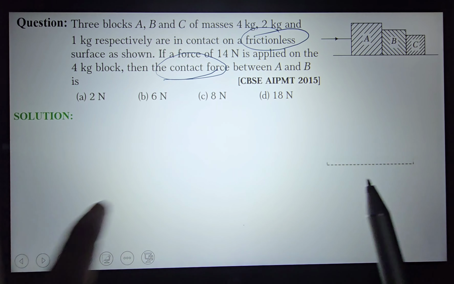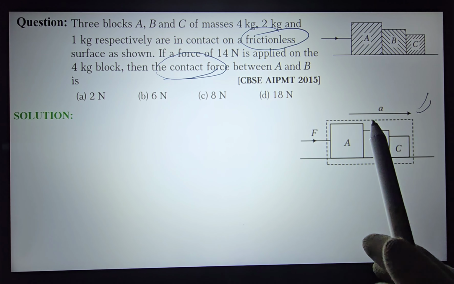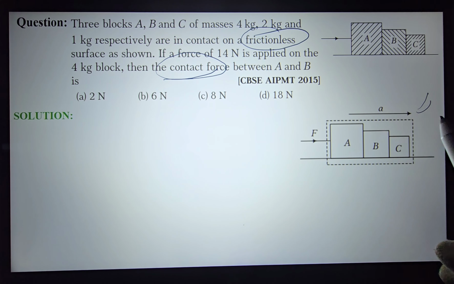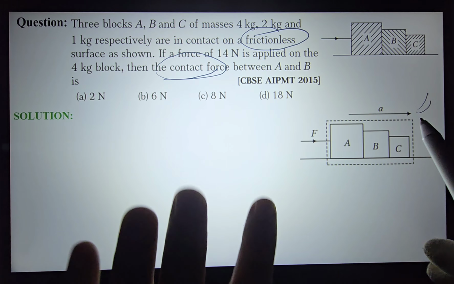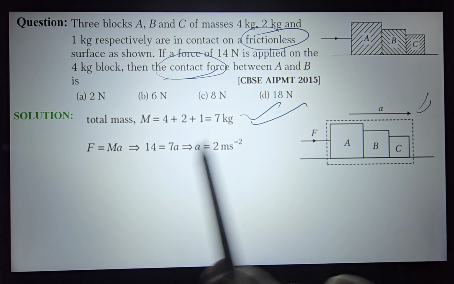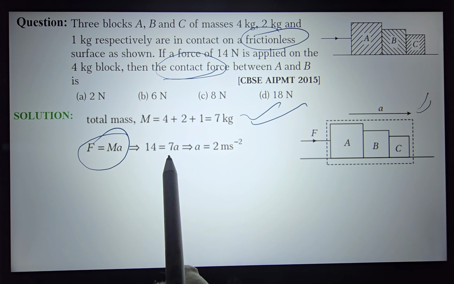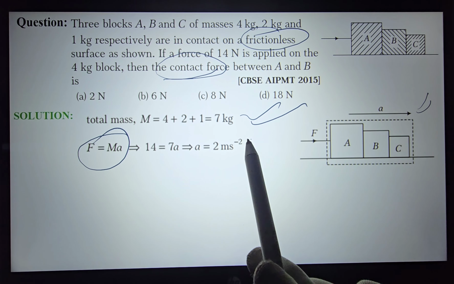You just draw the free body diagram. Force is applied in this direction and the same direction is for acceleration also. Once you draw this, calculate the total mass. The total mass would be the sum of all the three masses, meaning 4 plus 2 plus 1, that is 7 kg. Using Newton's law, F is equal to m into a. So you can say F is 14 and the total mass is 7, so you can calculate the acceleration as 2 meter per second square.